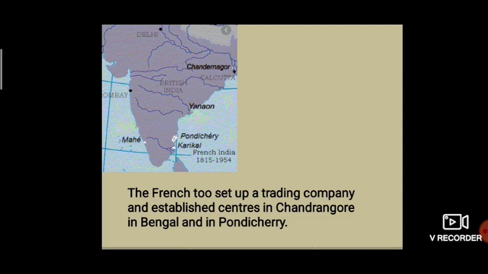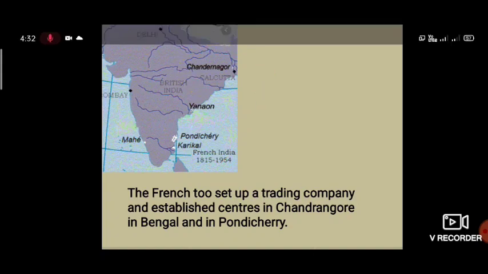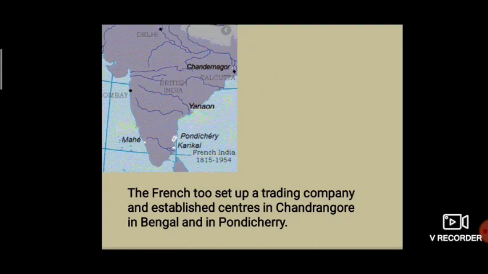We already studied that the French were there, the Dutch people were there, and the British also. The French also set up their trading companies and established their centers in Bengal, Chandragarh and in Pondicherry. The question can be asked like, name the centers established by the French. So the answer will be Bengal and Pondicherry.